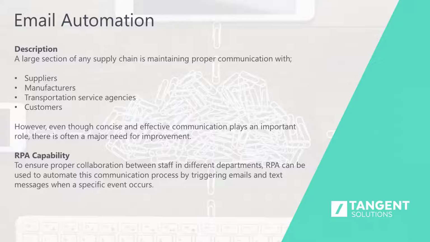To ensure proper collaboration between staff in different departments, RPA can be used to automate this communication process by triggering emails and text messages when a specific event occurs. Let's look at another video that incorporates various office tasks that can be done via RPA.